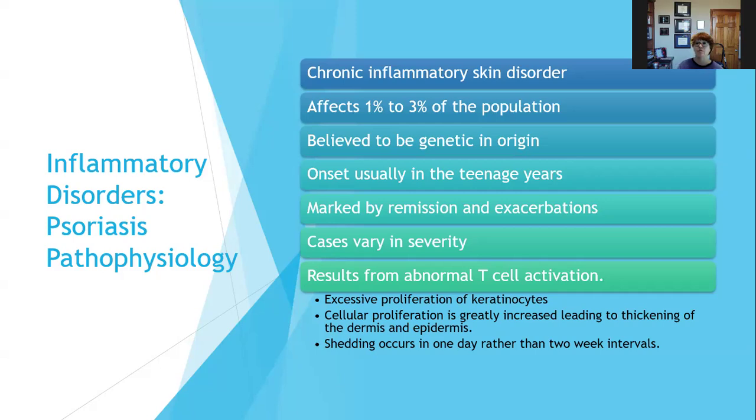It results from abnormal T cell activation. And the result of the abnormal T cell activation is you get excessive proliferation of keratinocytes, which are at the top layer of the epidermis. And the cellular proliferation is greatly increased, leading to thickening of the dermis and epidermis. And you shed really quickly. So normally we shed our upper layer of our epidermis over like 2-week intervals.